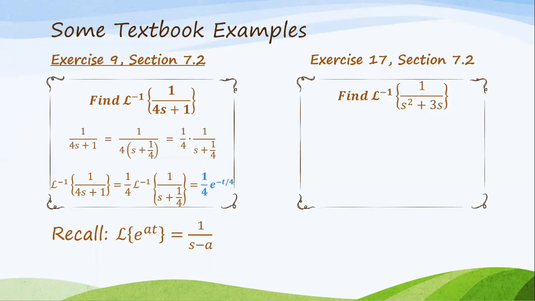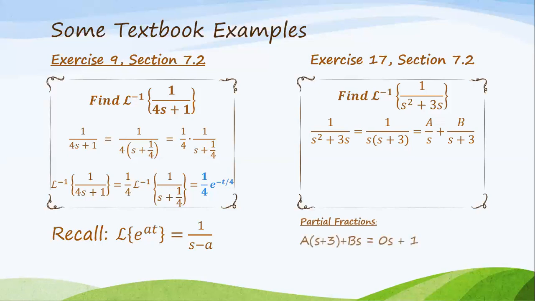So algebra can be very useful. We'll see that again in exercise 17. In exercise 17, we want to find the inverse transform of 1 over s squared plus 3s. Now, certainly the denominator there can be factored into s times s plus 3. And remembering our example from our previous video, we're going to use the technique of partial fractions to break that up into the form A over s plus B over s plus 3 for suitable constants A and B. Let's find out what those have to be.